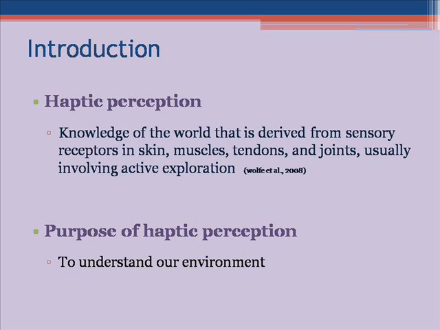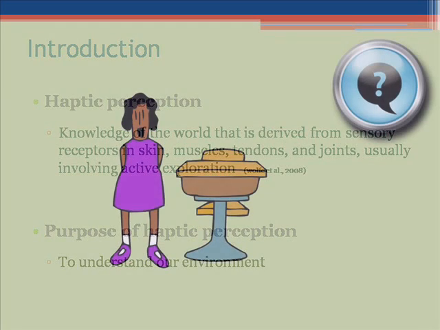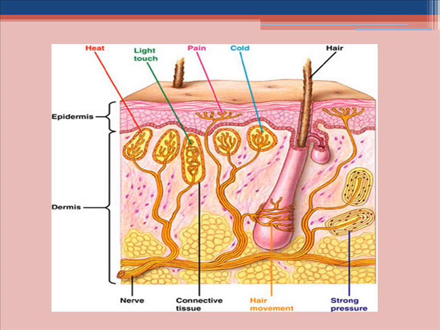We will specifically explore the process of acquiring sensory information from receptors in the skin and how that information is processed and later retrieved for object recognition. So how do we acquire knowledge from sensory receptors in the skin?